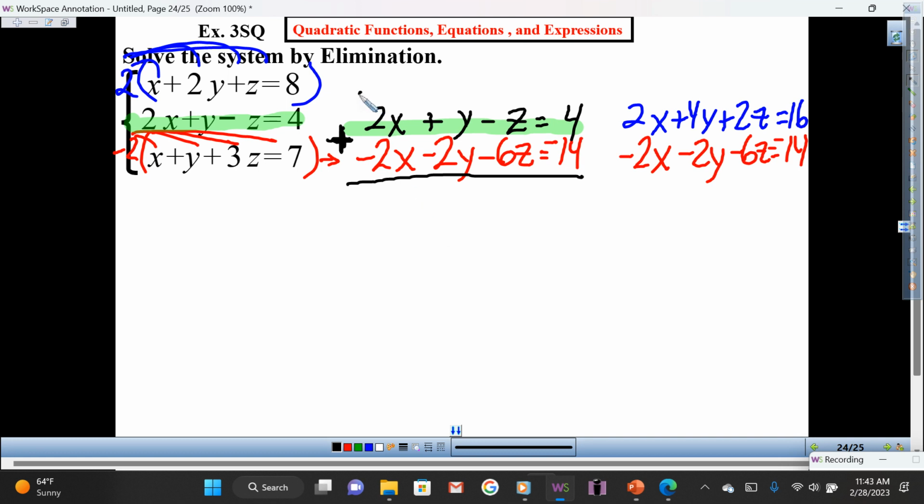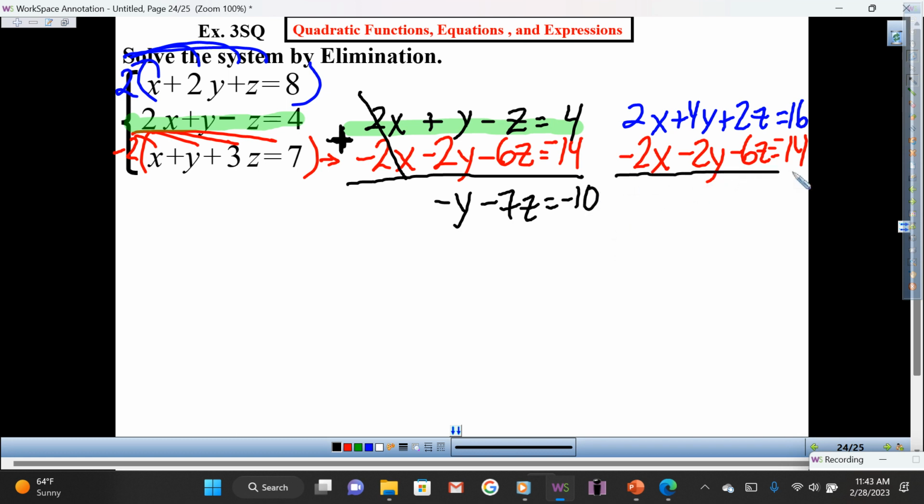X cancels out. Negative y, okay. Negative 7z. Negative 10. All right, so far so good.